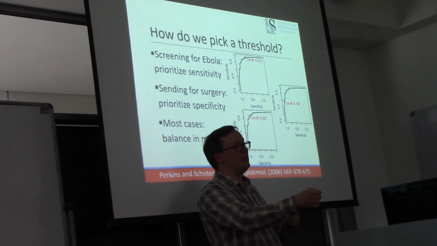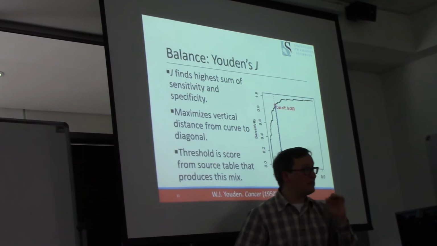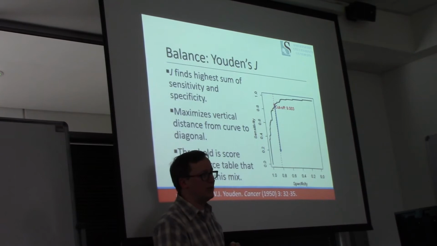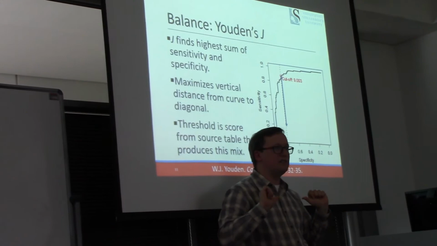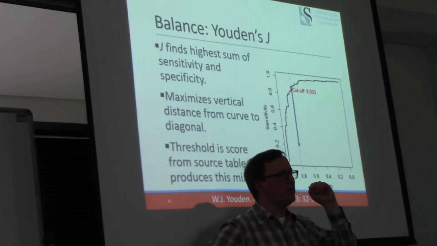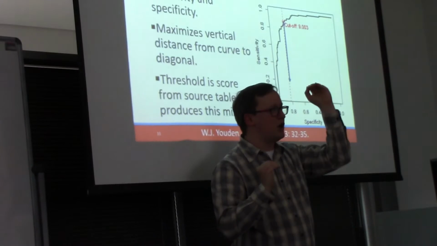All right. Now there is a mathematically rigorous way to go about doing this as well. Youden's J is one example of this. Youden was a statistician who came up with an approach to exactly balance sensitivity and specificity. He argued that we want to find the threshold on this curve. It's the same curve all over again. What is the threshold we can place on this curve that gives us as strong a sensitivity as we have of specificity?